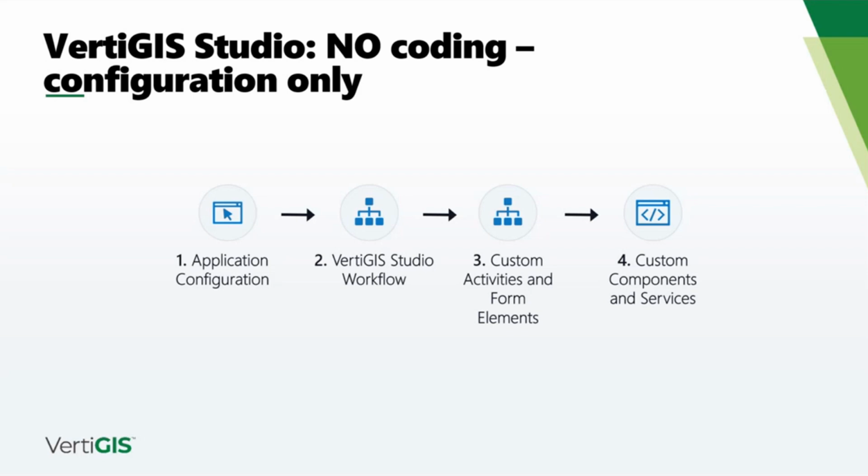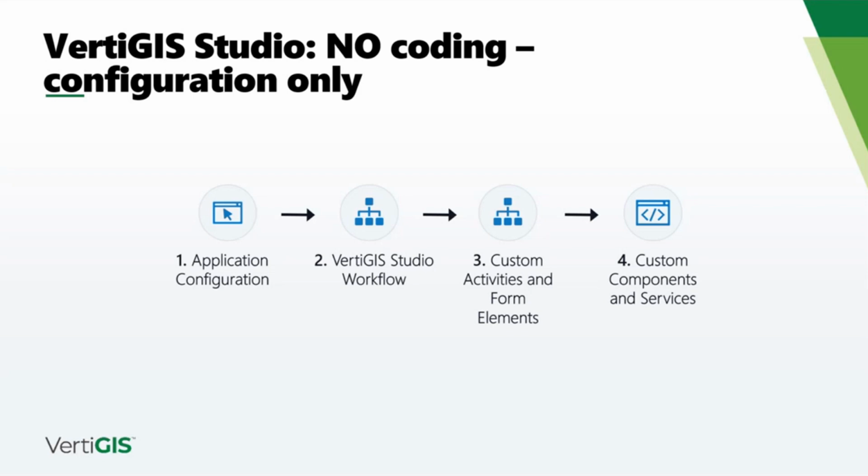I will show you this in a bit. The second one is really the most important by drag and drop is the VertiGIS Studio workflow that you can add additional workflows. It's the end user through a certain process. And then number 3 and 4, this is really coding, but I would say with 1 and 2, you cover probably 98% of the end user functionalities, right?